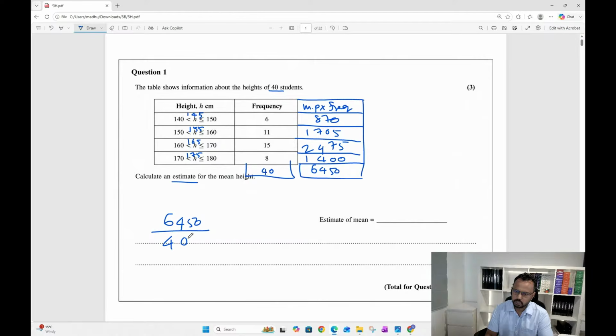6450 by 40, and you get 161.25. I said 65 at first, I don't know why I said that. 25. Yeah, be careful. You need to divide by the total of the students, right? The total of the frequency column, but here they have given it, so I'll just do that.